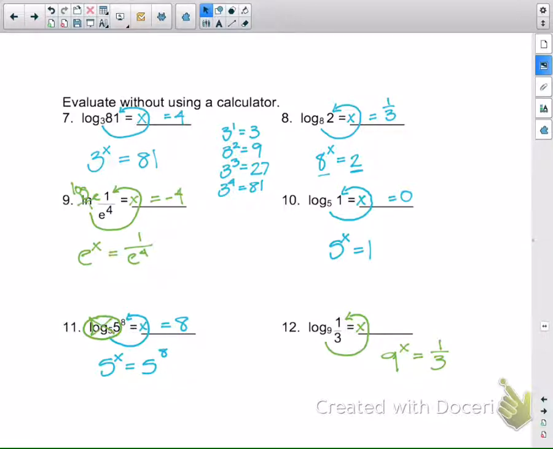A 1 over what? 1 over 2. Why 1 over 2? Taking the square root of 9 would give me 3. If I want it to be 1 over 3, then it has to be what? Negative also. So it'd be -1/2.